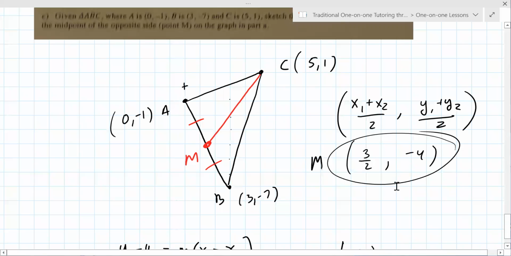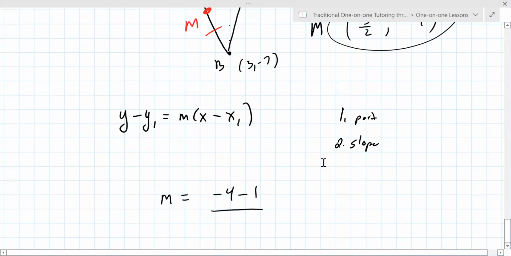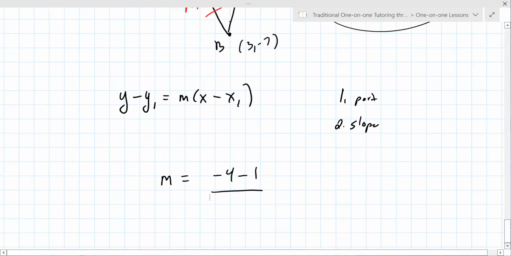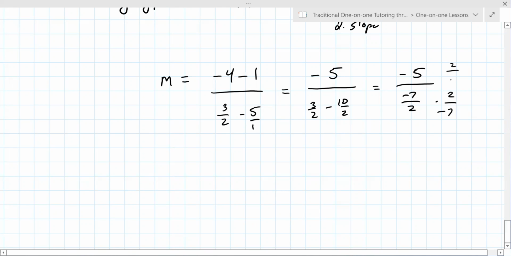I'll help with that. So it's -4 minus 1 in your numerator, and then your denominator is 3/2 minus 5. I doubt you get anything like this on the test. So you got -5 over this. This is 3/2 minus 10/2, which is -7/2. And then you can multiply by the reciprocal.